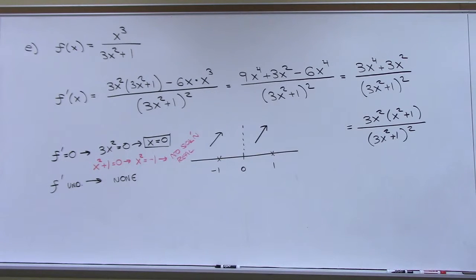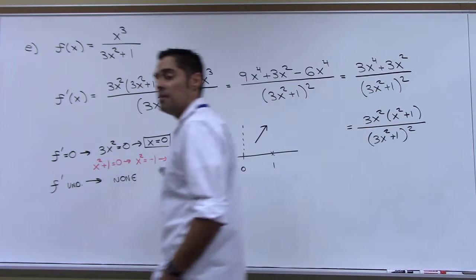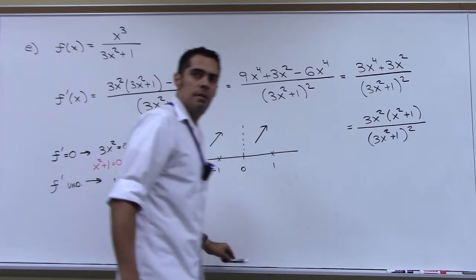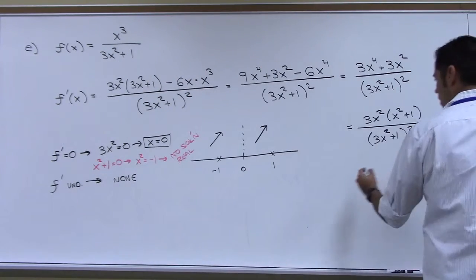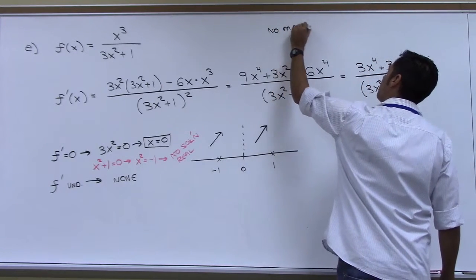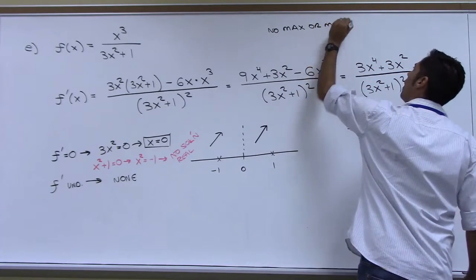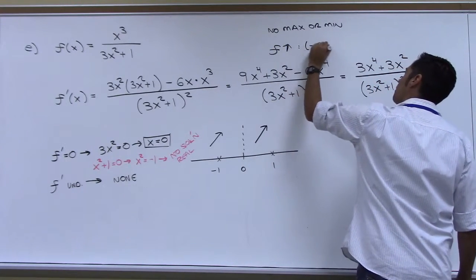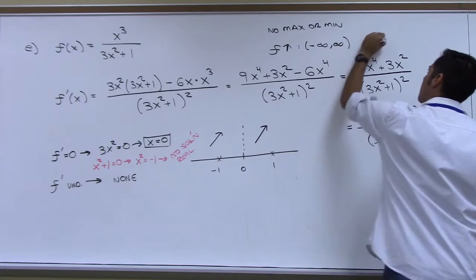And like a problem with this, we would say that we had a local max. We would say there's no local max, no local minimum. Where would this function be increasing? Everywhere, right? So you would say no max or min, local. And then you would say f is increasing on -infinity to infinity, and f is decreasing.